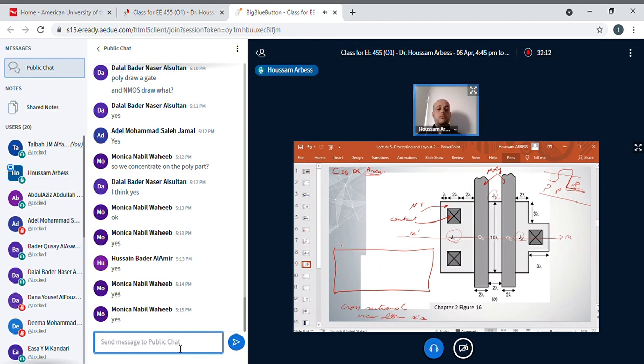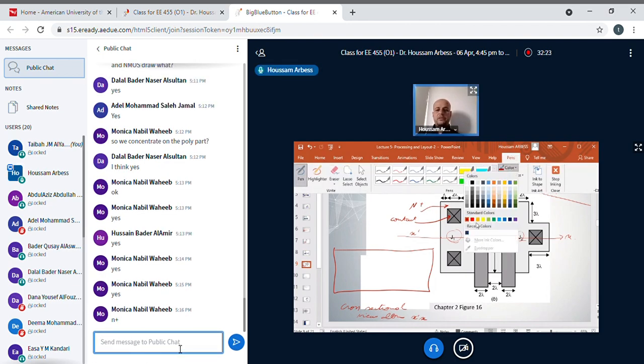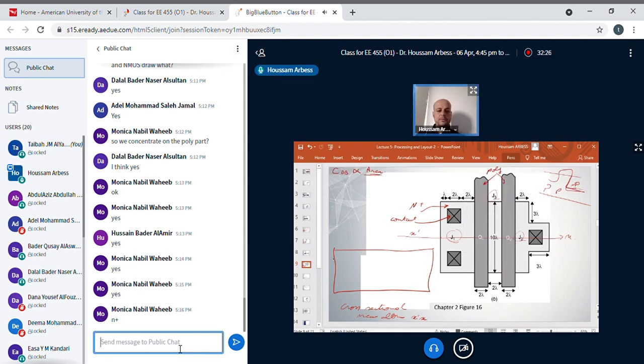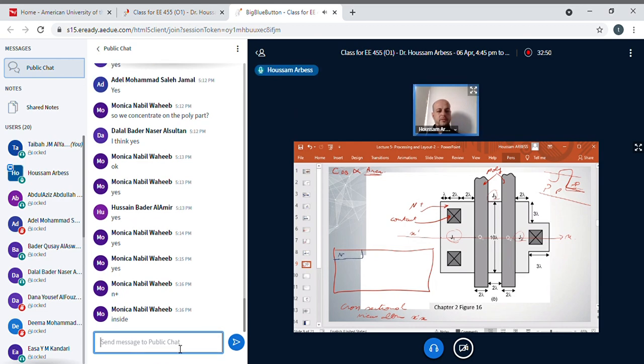What can I see now? I start from the left. From the left, what is the first thing I cross? N plus, correct? So I start here with N plus, from here until here. Is N plus under the surface or on top of the surface? Is it inside the silicon wafer or on top of the silicon wafer? It's inside, correct? So here I have N plus, from here to here.